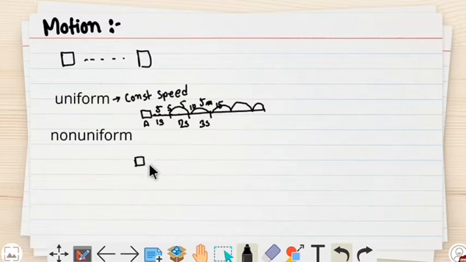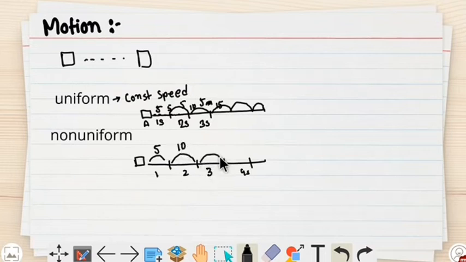For an example, suppose this is a car. This is first, second, third, fourth seconds. Suppose in the first second the car moves 5 meter. Next second the car moves 10 meter. Next second the car moves 20 meter. And next second the car moves 50 meter. So see, for the first second the car moves 5 meter. The next second the car moves 10 meter. That means total distance here becomes 15, 10 plus 5 is 15. Here 15 plus 20, that becomes 35. And here 35 plus 50, that becomes 85 meter.